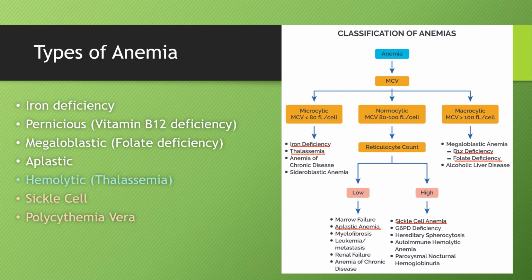So, when we look at the classifications of anemia, we have different types. We have iron deficiency, pernicious, which is going to be vitamin B12 deficiency, megaloblastic, which is folate deficiency, aplastic, hemolytic, sickle cell, and polycythemia vera. And so, these are all the different types of classifications of anemia.